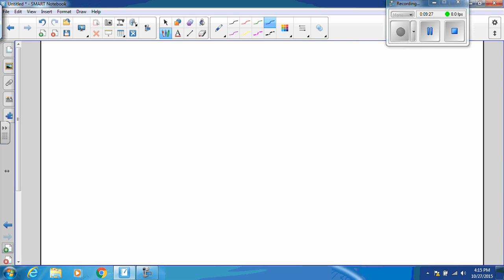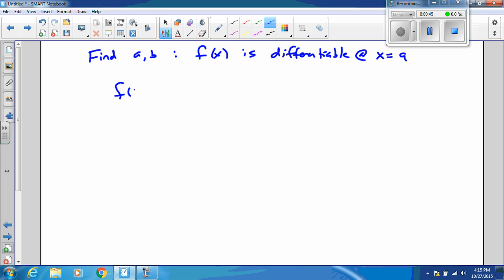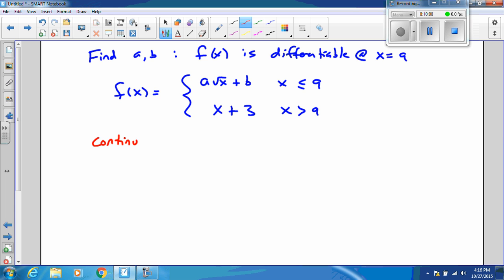Let's take a look at a slightly more involved question. Find a and b such that f of x is differentiable at x equals 9. And here we're going to define f of x is equal to a times the square root of x plus b for x less than or equal to 9, and x plus 3 for x greater than 9.